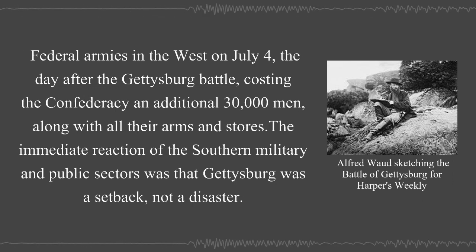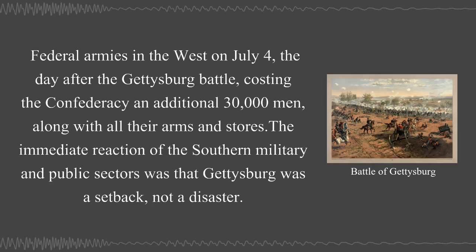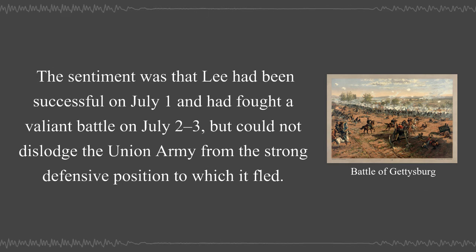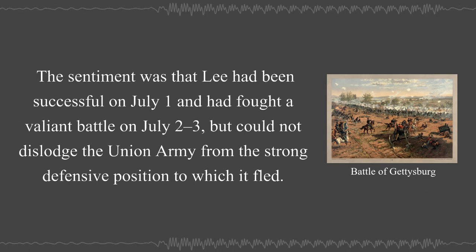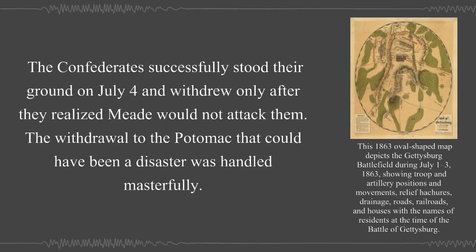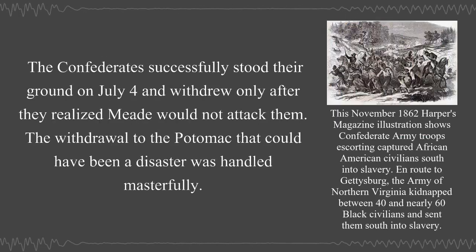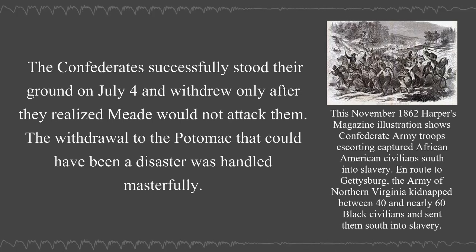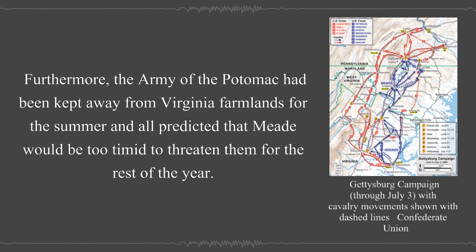The immediate reaction of the Southern military and public sectors was that Gettysburg was a setback, not a disaster. The sentiment was that Lee had been successful on July 1 and had fought a valiant battle on July 2-3, but could not dislodge the Union army from the strong defensive position to which it fled. The Confederates successfully stood their ground on July 4 and withdrew only after they realized Meade would not attack them. The withdrawal to the Potomac that could have been a disaster was handled masterfully. Furthermore, the Army of the Potomac had been kept away from Virginia farmlands for the summer, and all predicted that Meade would be too timid to threaten them for the rest of the year.